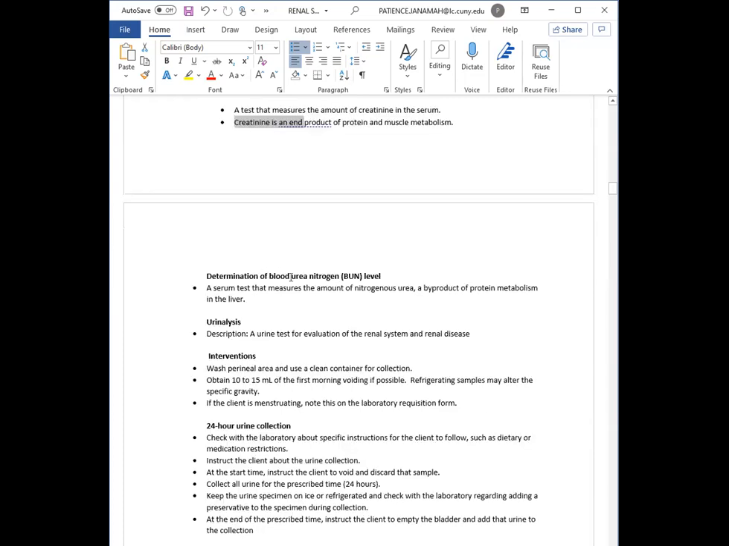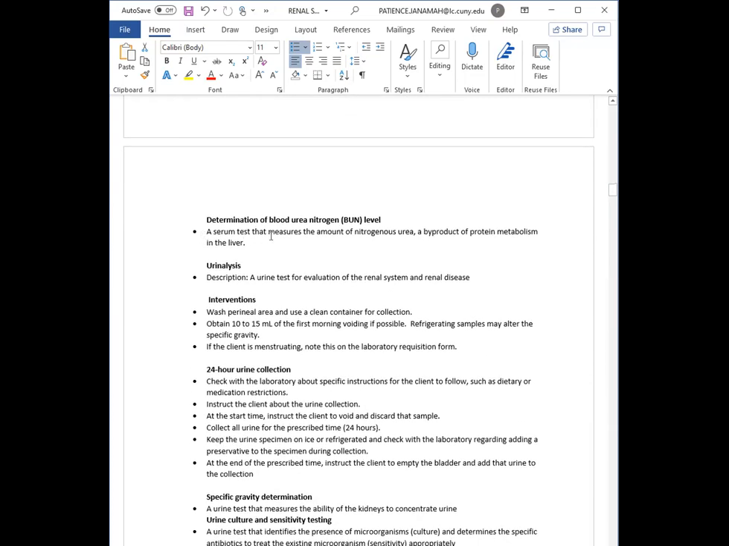Now, determination of blood urea nitrogen levels is a serum test that measures the amount of nitrogenous urea from protein metabolism in the liver. Urea is a byproduct of protein when protein is broken down in your liver. If your liver metabolizes protein, the end product is urea, which is not a wanted substance for your body. It's supposed to be excreted. So it's a byproduct.